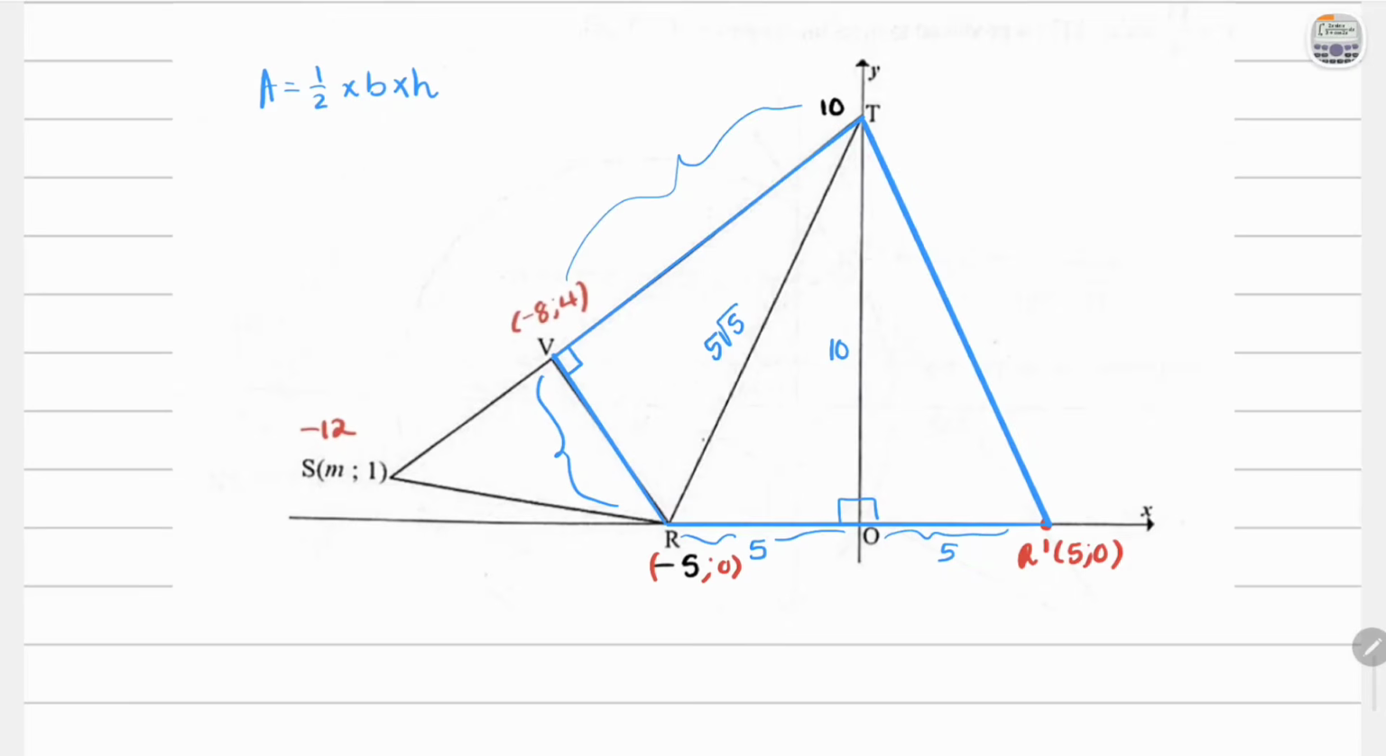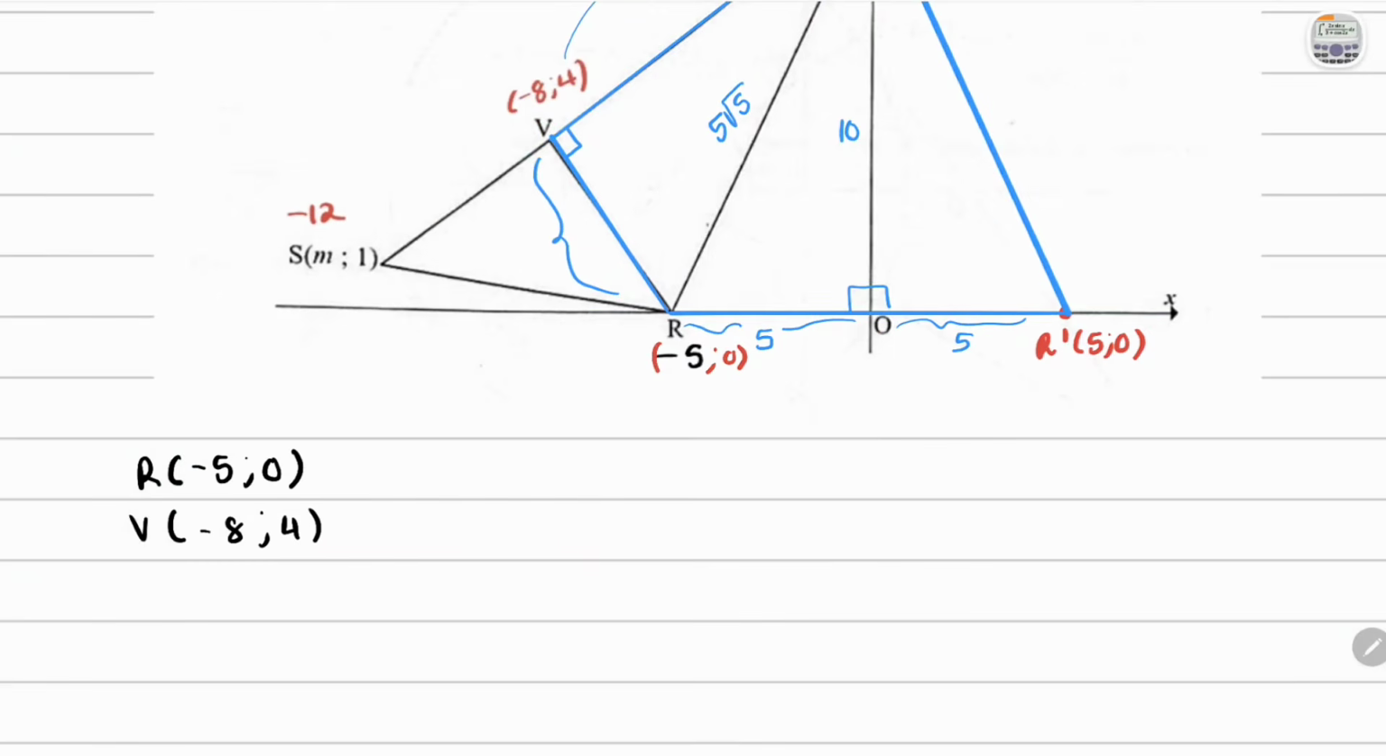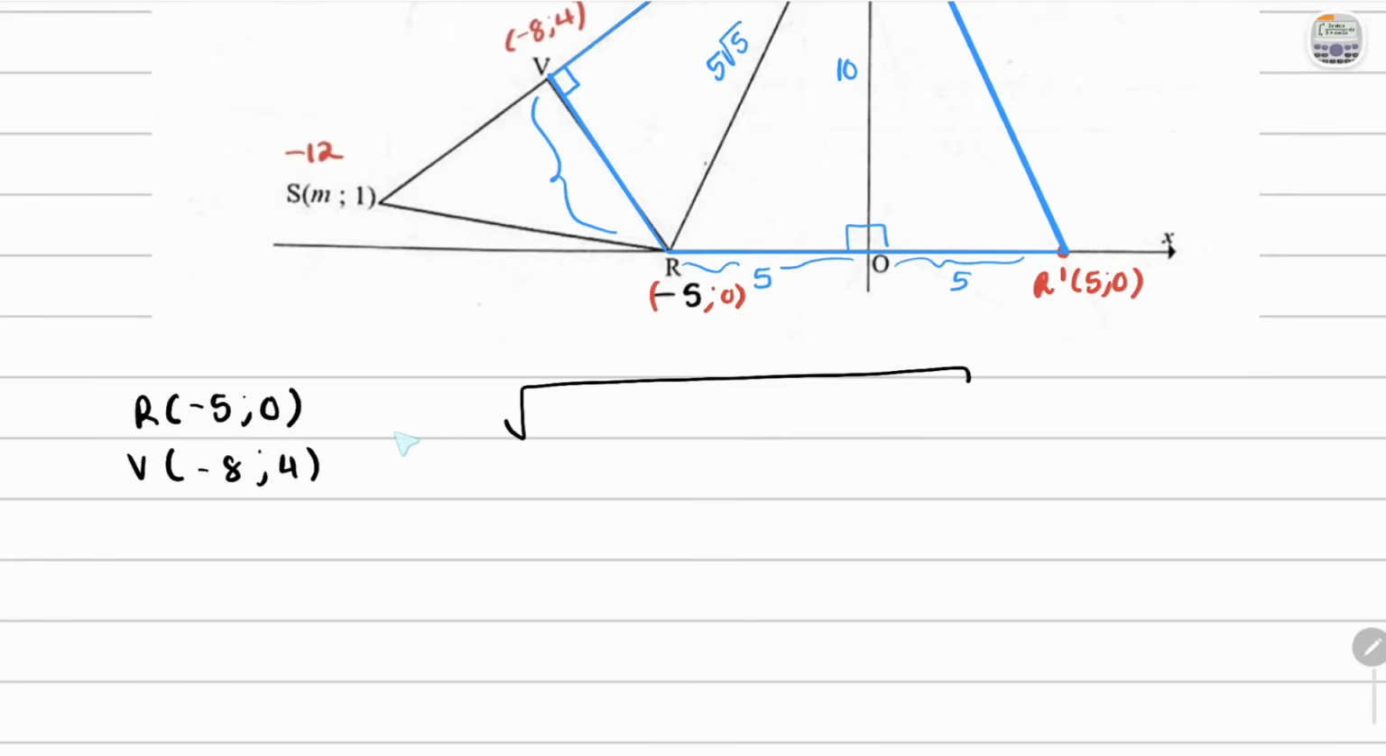Let's go ahead and find VR and VT. We already have their coordinates. So to find VR, we're going to say square root of x2 minus x1, which is negative 5 minus negative 8, which is negative 5 plus 8, all squared, plus y2 minus y1, so top minus bottom again, 0 minus 4, all squared. That's just going to be 3 squared and then 4 squared, 9 plus 16 is 25. So the square root of 25 is 5.